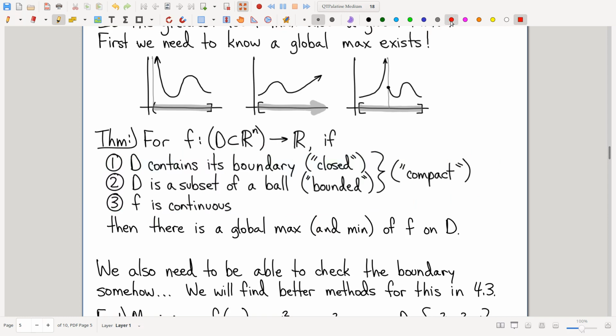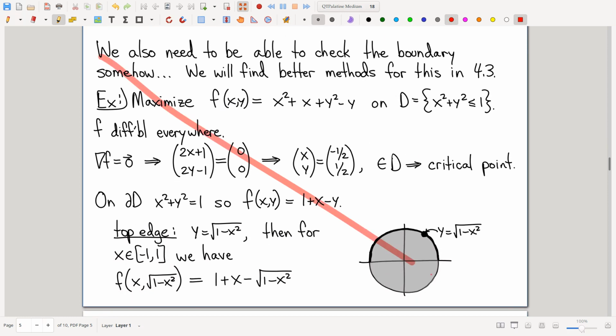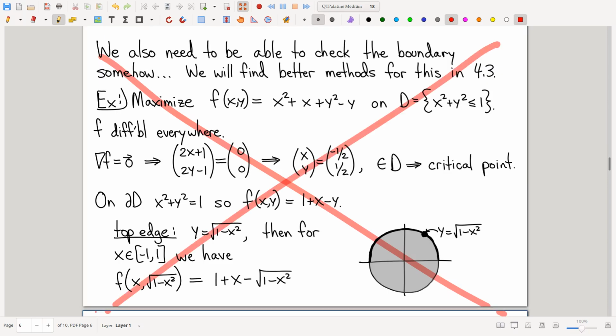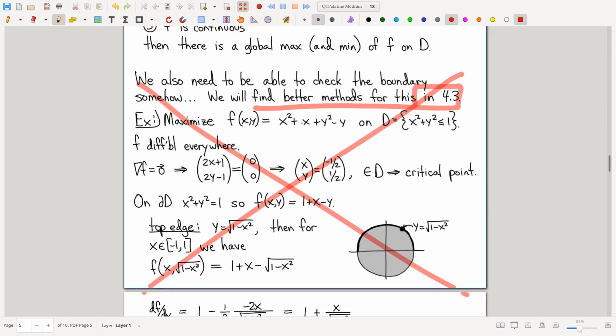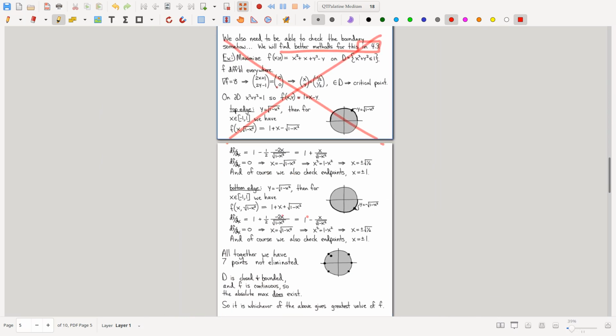Alrighty. The rest of this section you're not responsible for. Basically, in section 4.3, we're going to find a method that's better than this anyway. Main reason I have all this written out in the notes is so that you can see a little visual impact of how inconvenient this is.